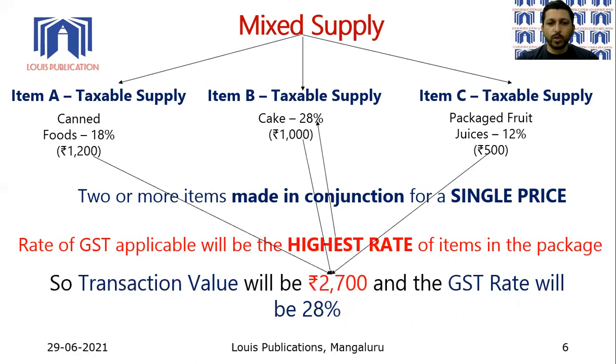One single price is 2,700 rupees. And the highest rate of GST, as you can see, is 18, 28, and 12. Highest among the three is 28%, and that will be the rate of GST applicable on this transaction value of 2,700. Let me remind you once again, we are talking about one single price in the bill, not different prices in a bill. Remember this, one single price, that is 2,700. Only for understanding, I have written separate values for item A, item B, and item C.